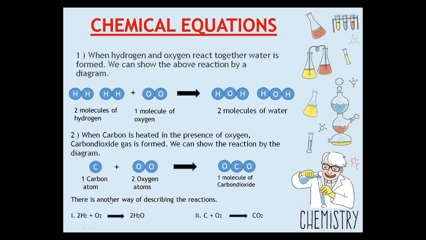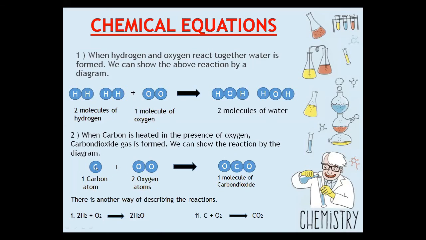But there is another way of describing the reactions. Yes, number one, 2H2 plus O2. Product is 2H2O. This is a chemical reaction of this. Yes, when two molecules of hydrogen react with one molecule of oxygen, the product is two molecules of water, and we can write the chemical reaction like this: 2H2 plus O2, the product is 2H2O.